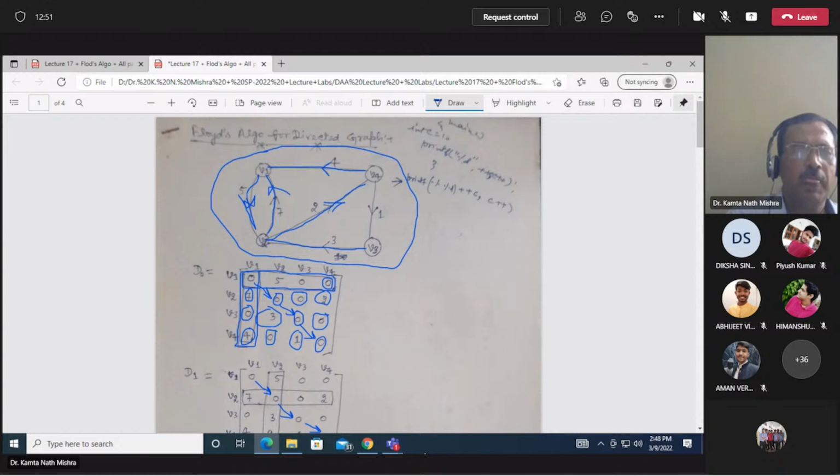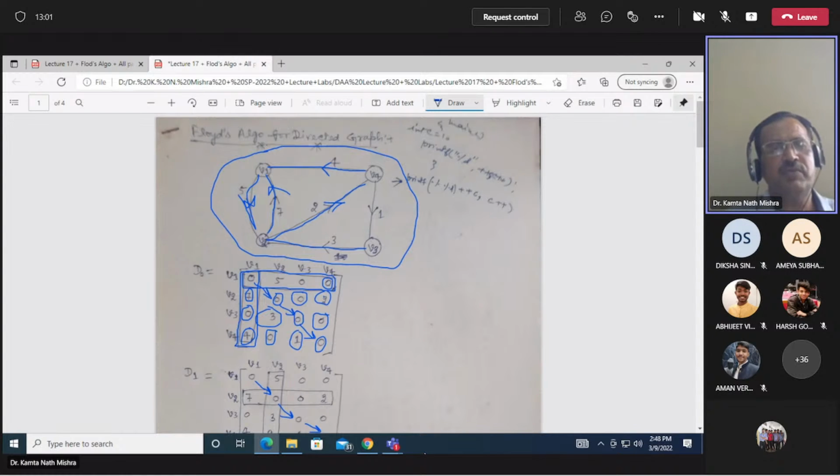Sir, in the first row, it's 0, 5, 0, 0. And first column? 0, 7, 0, 4. And in D1, what is the first row and what is the first column? Sir, it's the same, 0, 5, 0, 0 and 0, 7, 0, 4. Yes, since in D0 you selected the first row and first column, there is no change in this one.